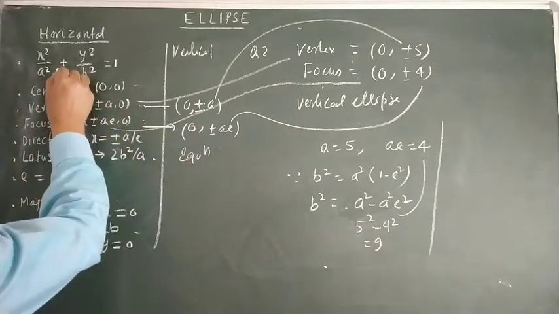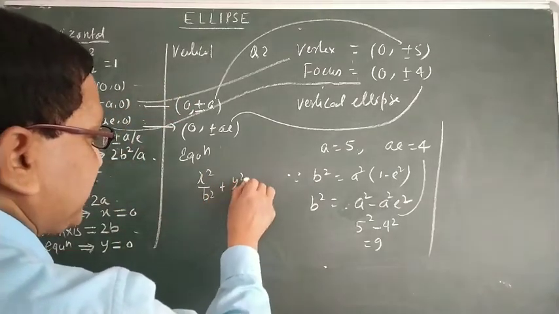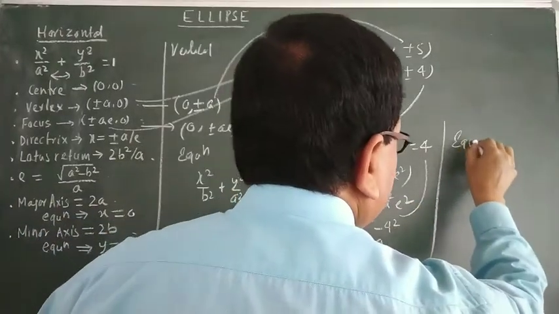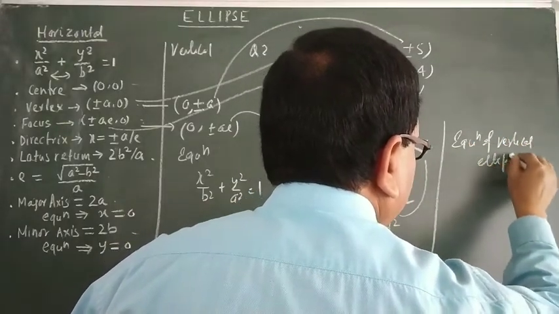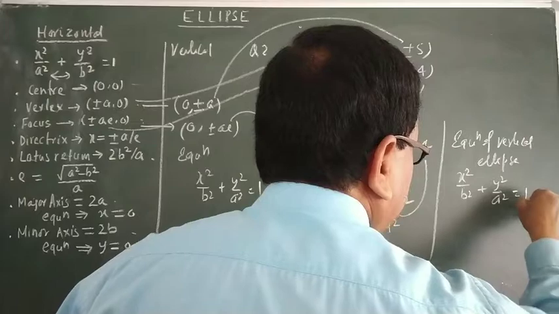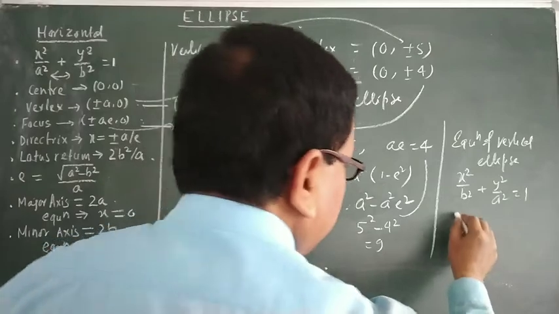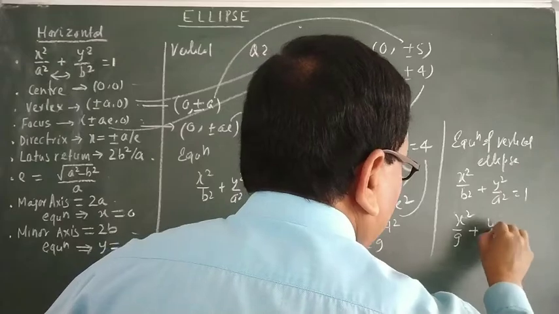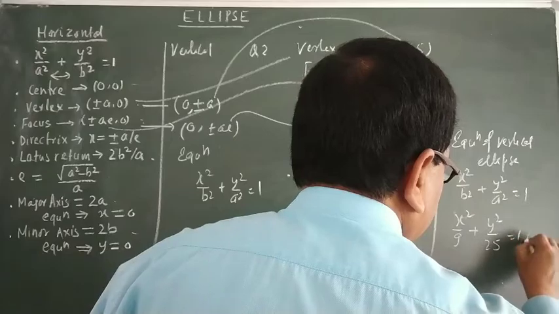this is changed. In case of vertical ellipse, this will be x square by b square plus y square by a square is equal to 1. So the equation of vertical ellipse is x square by b square plus y square by a square is equal to 1. Clearly the vertical ellipse is 0, something. So put the value b square is 9, x square by 9 plus y square by a square, 5 square is 25, is equal to 1. So this is the answer.